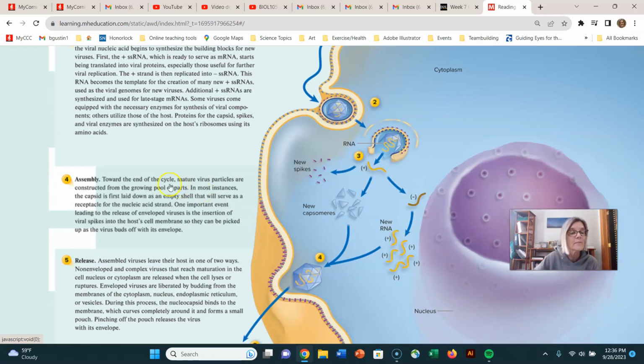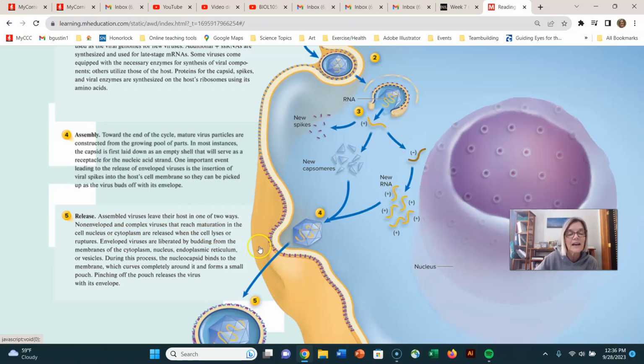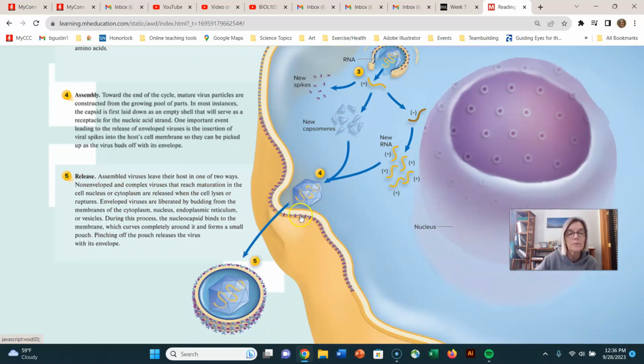So we need a step where we're going to put all those virus parts together. We call that assembly. So now you've made all the various parts of the virus and you assemble them into the RNA inside, the protein coat, the spikes, and then finally release. And because this virus is an enveloped virus, it's going to go to the cell membrane. It's going to pinch off a piece of the cell membrane and surround itself, and it's going to leave that cell.